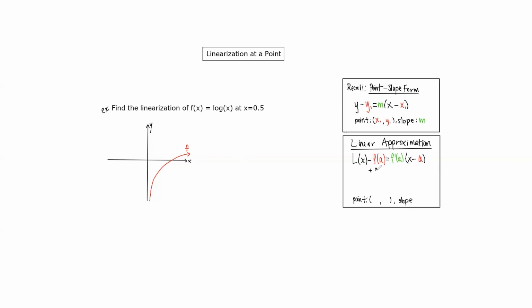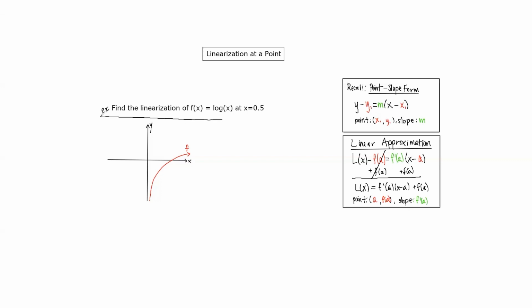Notice that if we add this f of a to both sides, then we get our basic rule for our formula for the linear approximation. And we see here that our point happens to be a comma f of a, and our slope happens to be f prime of a. And so just like with point-slope form, all I need are two little things. I need to know what's my point and what's my slope.